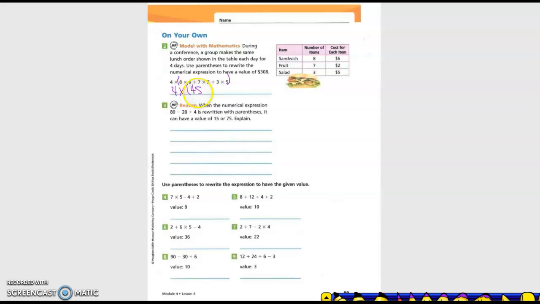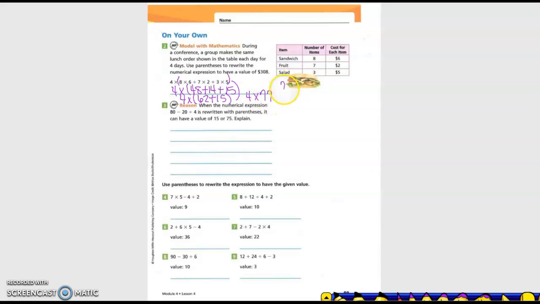48. Plus, what's 7 times 2? 14. Plus, what is 3 times 5? 15. Okay, so 48 plus 14 is what? 62. 62 plus 15. So 4 times, what's 62 plus 15? 77.